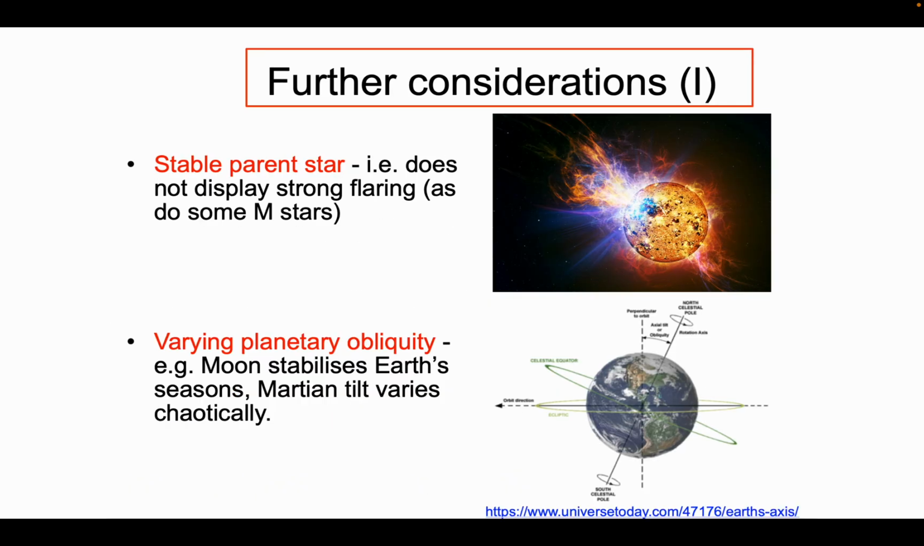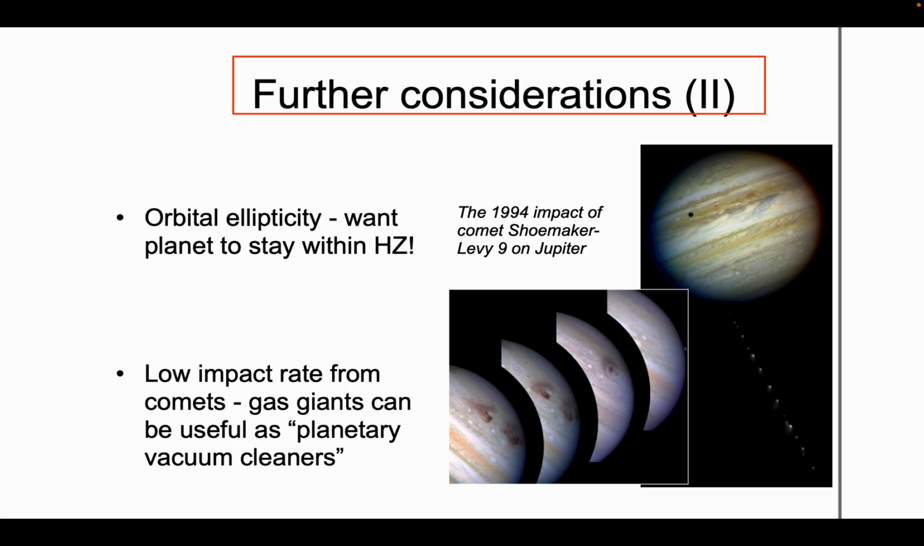There are also further considerations to be taken to search for habitability. One is that the star should be a stable, permanent star that does not show any flaring events, and another is the varying planetary obliquity. The Moon stabilizes Earth's seasons, while the Martian tilt varies chaotically. So the stable parent star and the varying planetary obliquity are two other key considerations to be taken.